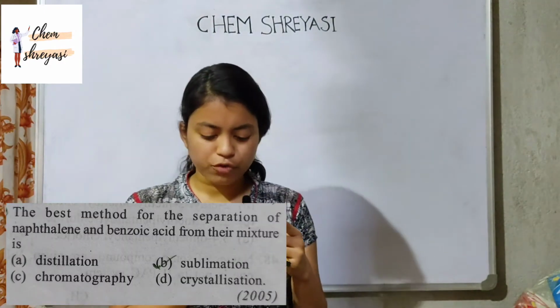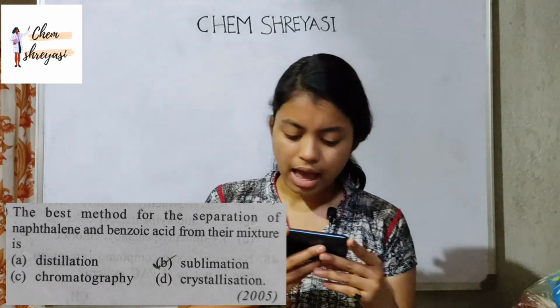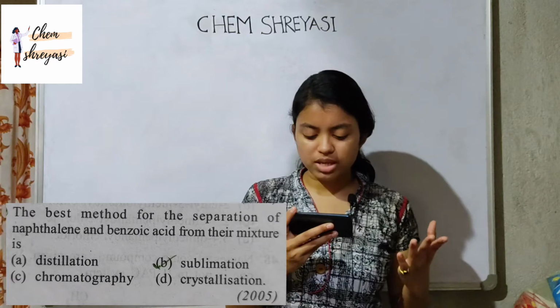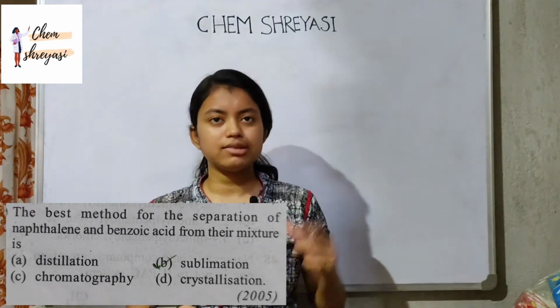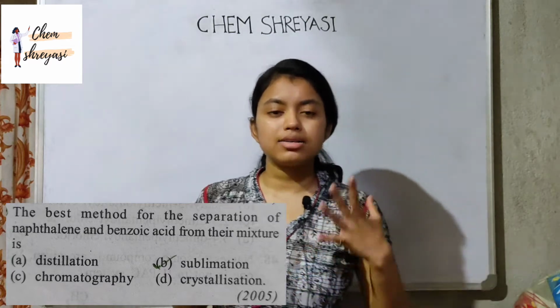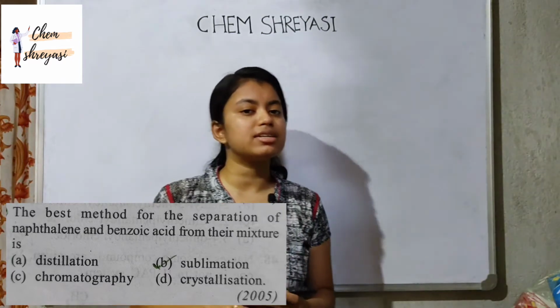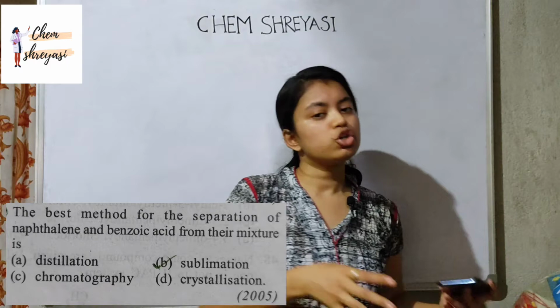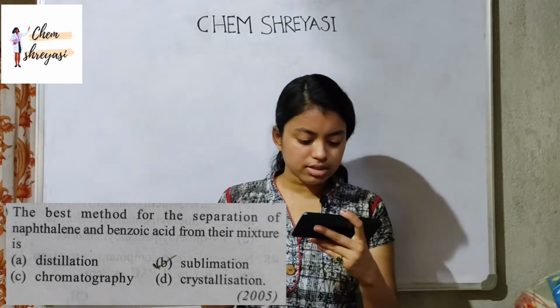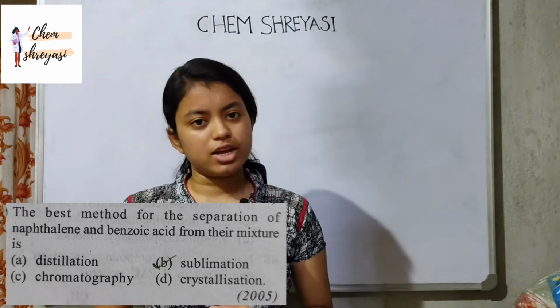So the first question today is: the best method for the separation of naphthalene and benzoic acid from their mixture. Now when we have been asked to separate naphthalene from benzoic acid, we know that naphthalene, anthracene and camphor are sublime substances. That means they can easily transform from solid directly to gas when heated. As compared to this, benzoic acid is a non-volatile component.